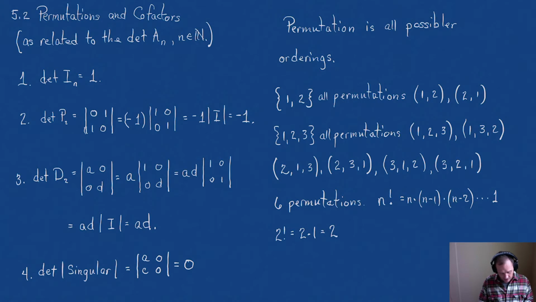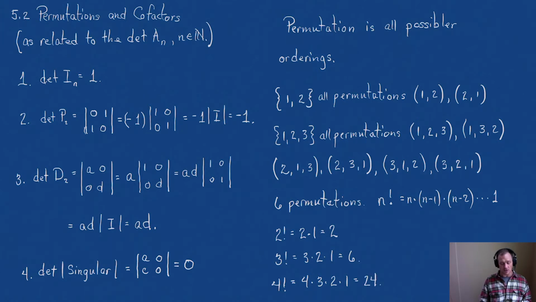And for a set of 3 elements, we have 3 factorial. That's 3 times 2 times 1, which is also 6. So if I gave you a set of just 4 elements, there's going to be 4 factorial permutations. 4 times 3 times 2 times 1. Well, that's 24 different permutations. So you can see that the numbers grow quite quickly.